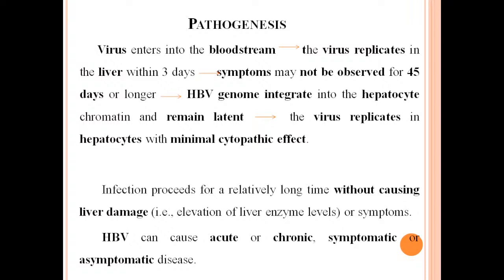This is a very important stage of pathogenesis, when the hepatitis B virus integrates its genome, its DNA, into the human hepatocyte genome, into human DNA, and at this stage the infection becomes latent. Then the virus replicates in hepatocytes with minimal cytopathic effects.